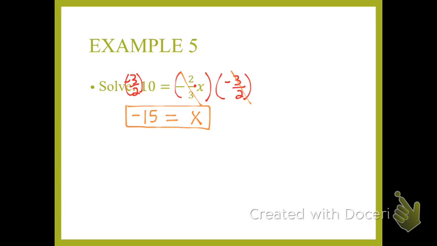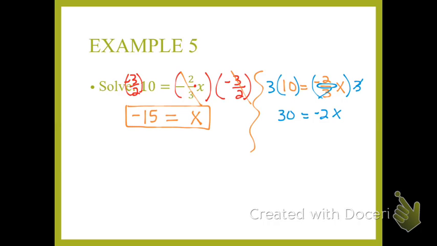Another way that you could solve this problem is that you could think of negative 2/3 times x. You could remember that a fraction is another way to divide. So then you could say the inverse of dividing by 3 is multiplying by 3. And you could multiply both sides by 3 first. And you could get negative 2x equals 30. And then the inverse of multiplying by negative 2 is dividing by negative 2. And you would get the same solution as we did when we multiplied by the inverse.